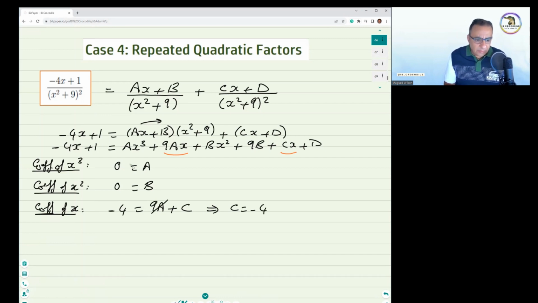And then the absolute term is positive 1, or you can just write 1, on the left-hand side, which is equivalent to 9b plus d, right? These are the absolute terms on the right-hand side. But then we got b equals 0 from a previous step, so this term is gone. So that implies d is equal to 1.